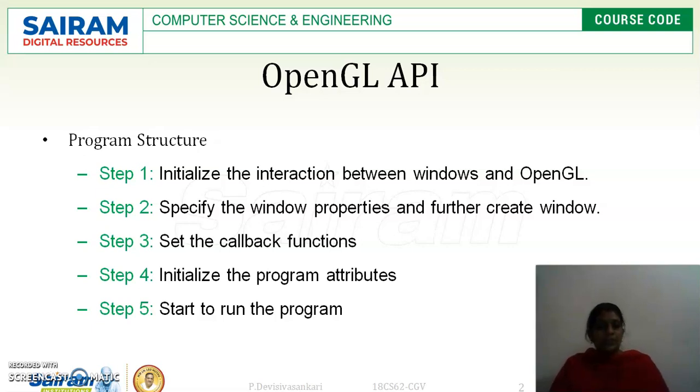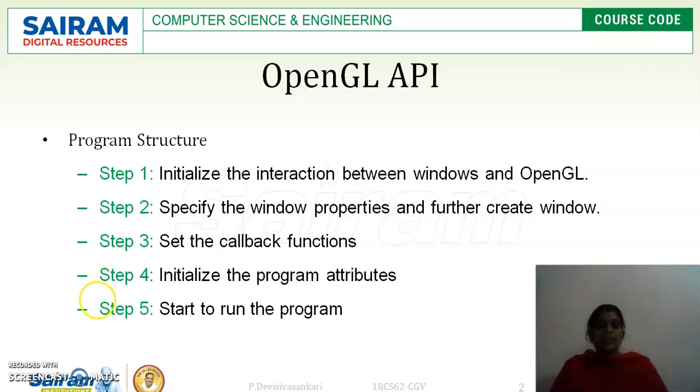Here, first of all, I am going to explain the program structure. Mainly we have 5 different steps. The very first step is to initialize the interaction between the windows system and the OpenGL API. Next we have to specify the window properties, that is, what is the size of the window and what name you want to give your window.